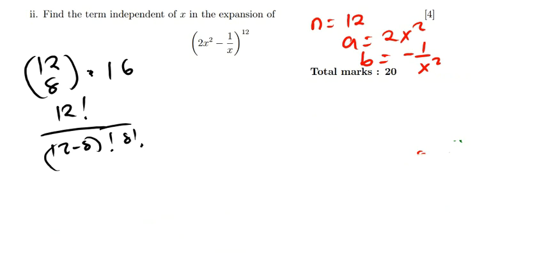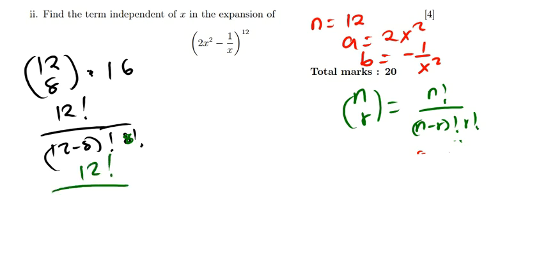Let me just show it here. If you happen to have n choose r, this is n factorial over n minus r in the brackets factorial times r factorial. So in this case our n is 12, that's why I've put 12 factorial. Then my r is 8, so it's 12 minus 8 factorial, then times 8 factorial. Now I'll have 12 factorial over 4 factorial times 8 factorial.